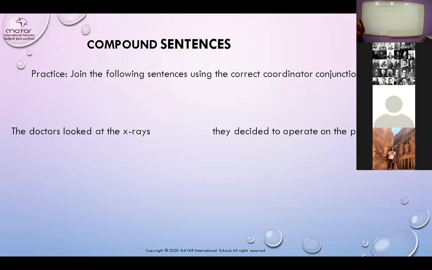Look, read this sentence. There is a space in the middle. I want you to use the correct conjunction. The doctor looked at the x-rays. Blank, they decided to operate on the patient. The doctor looked at the x-rays, comma, so they decided to operate. Let's check. Yes, it's so. Can you see this so? Yes. The doctor looked at the x-rays. They decided to operate on the patient.